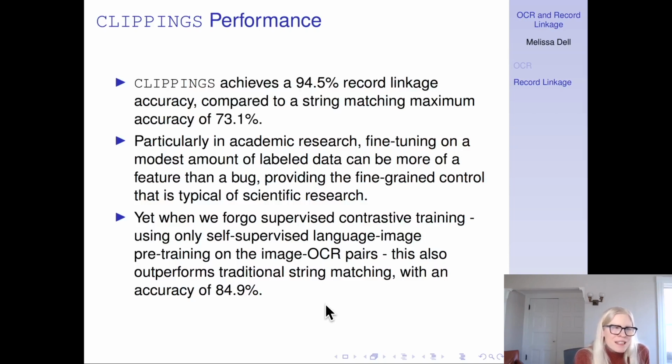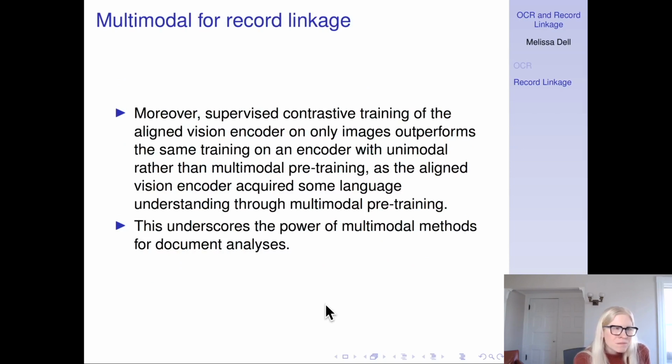So particularly in academic research, fine-tuning on a modest amount of labeled data, so we had about 700 pairs, can be more of a feature than a bug because it gives us fine-grained control that's typically the hallmark of scientific research. Yet when we forego supervised contrastive training, so we only do the self-supervised language image pre-training, taking crops of firms from our data and their OCR and just doing self-supervised pre-training of the clip encoders on that, this also outperforms string matching with an accuracy of almost 85%. So even if you say, I don't want to create any labels at all, you can still do better with deep learning than you can do with string matching.